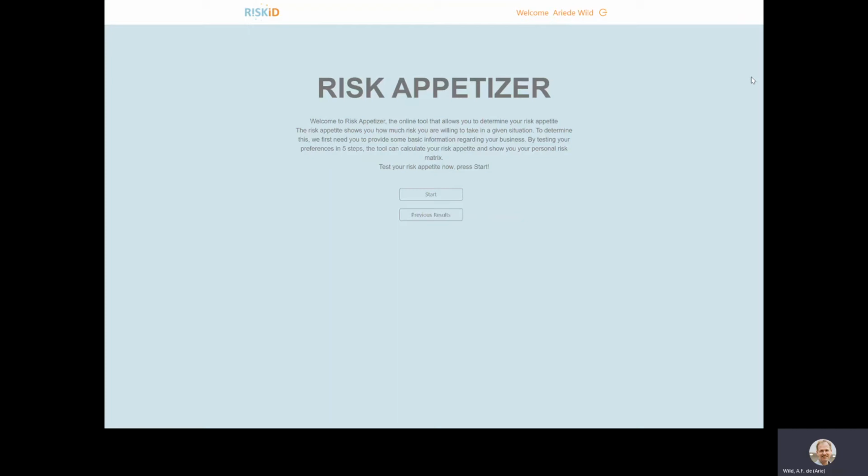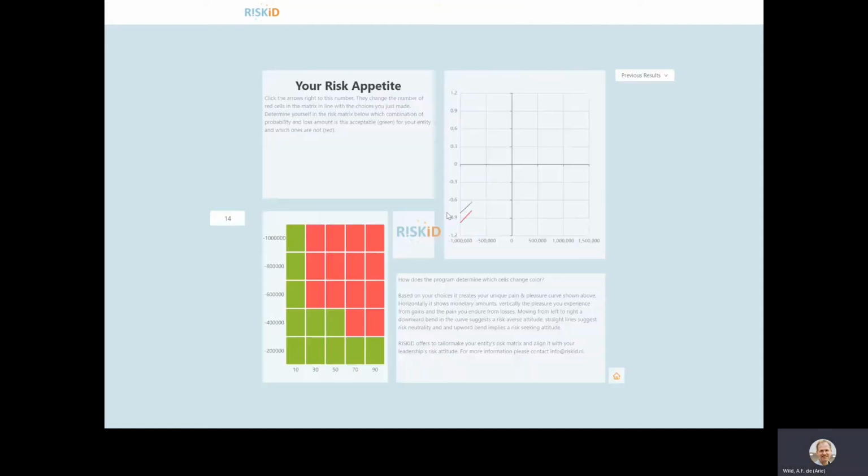Do you need to develop a risk matrix for your organization, but you do not know your risk appetite exactly? Risk Appetizer lets you choose between sets of risky choices and uses your choices to construct a risk matrix that is in line with your risk attitude. This takes 20 minutes of your time and offers you a better understanding of your own risk attitude and how this influences your risk matrix. An example will illustrate the benefits of Risk Appetizer.